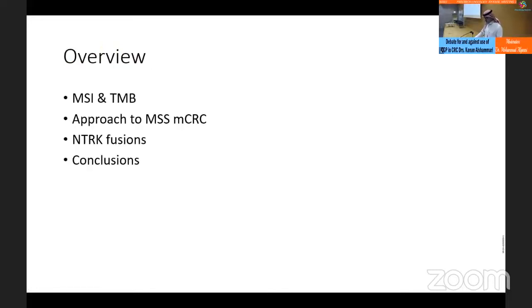So I have divided up my talk, and I really would like to hear the opinion of my GI oncology colleagues in the end, into these three following subtopics. So I'll talk about MSI and tumor mutational burden. Then I will present a probably debatable approach on how to approach microsatellite stable metastatic colorectal cancer. I'll end by talking about interact fusions.